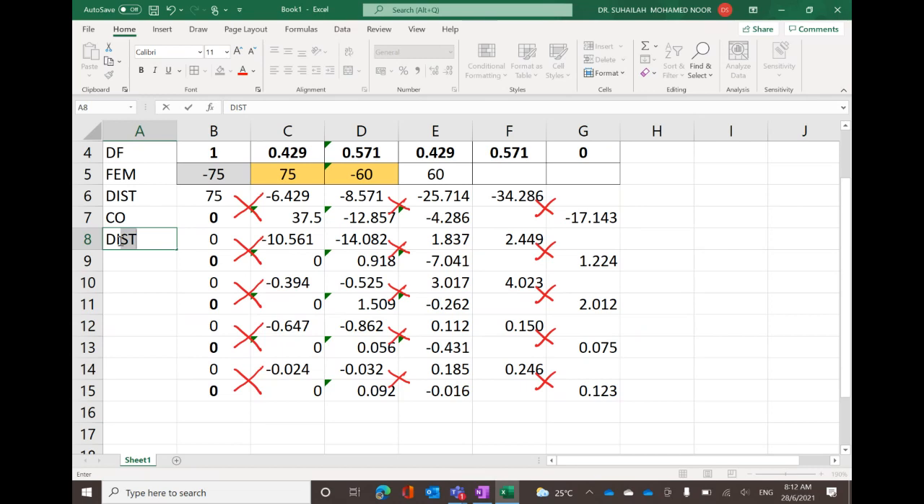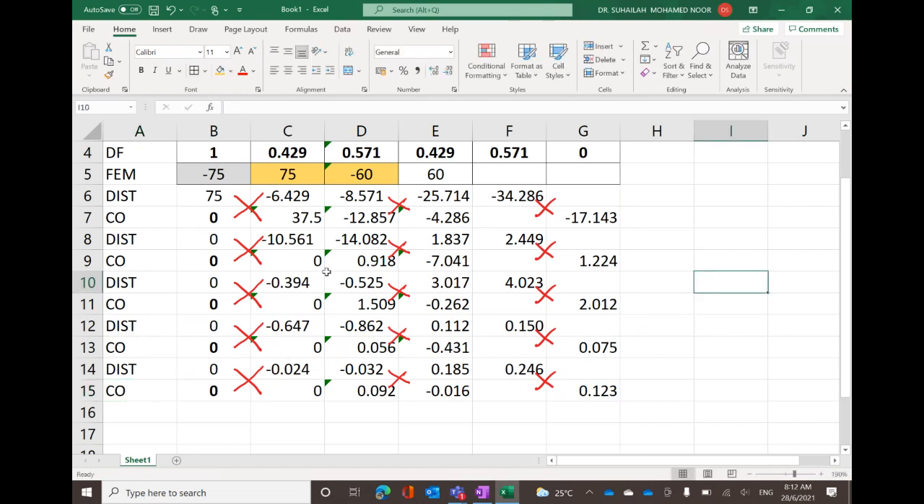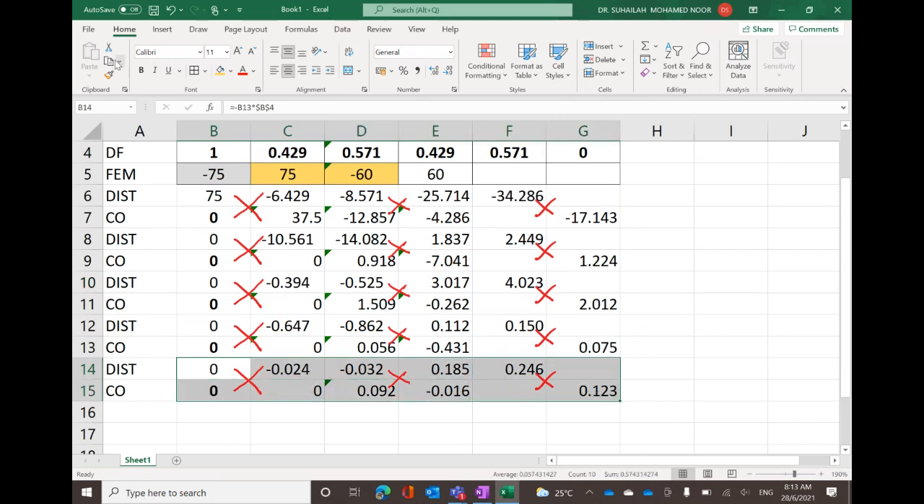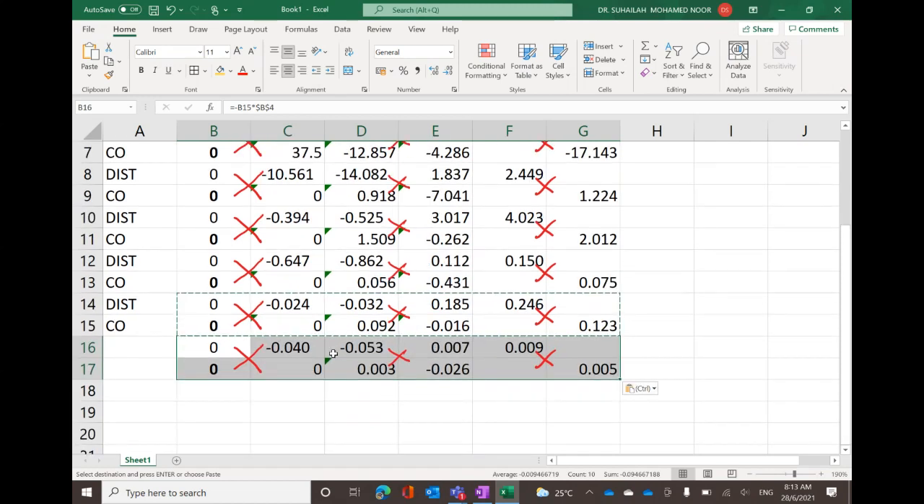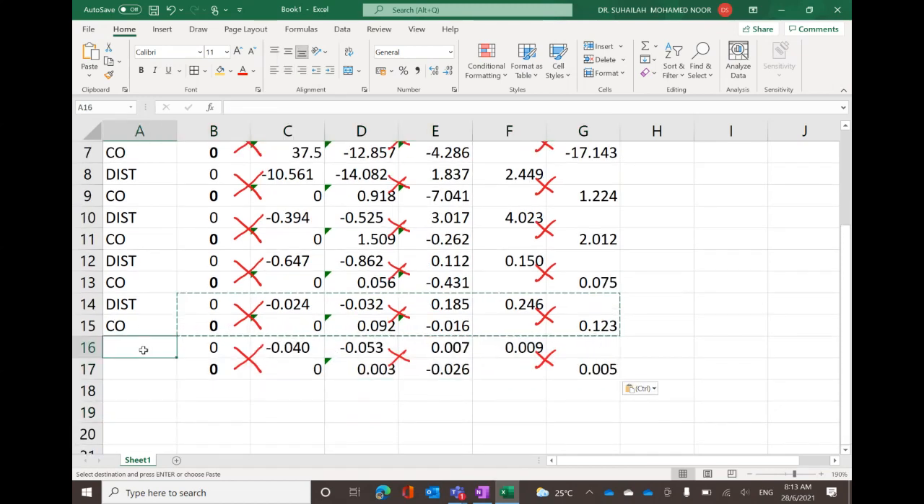Distribution number 2, carry over. Distribution number 3, carry over. Distribution number 4, carry over. Distribution number 5, carry over. Okay, we can continue again. Copy, distribution, carry over. Copy. Okay, we will stop whenever the value is close to 0 or reaches 0.00 something like this.